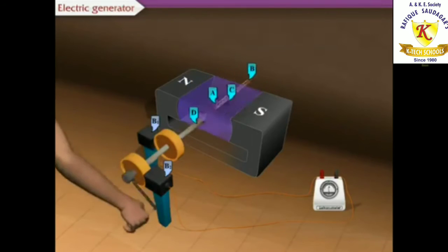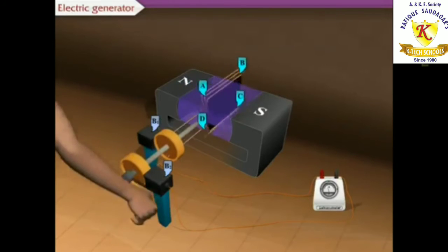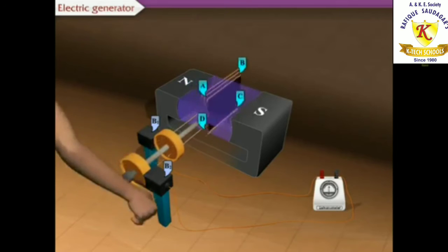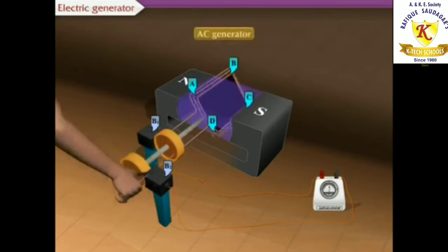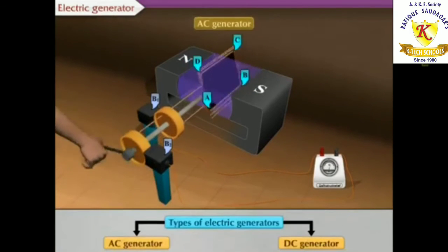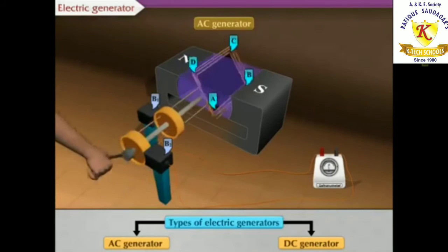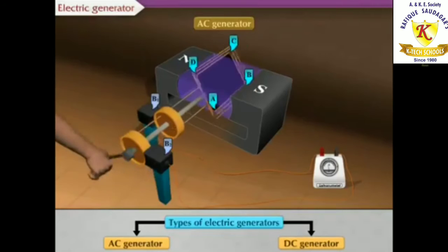This repeats every half rotation and alternating current is produced. This is what is called an AC generator. There is one more type of generator as discussed earlier, known as DC generator.